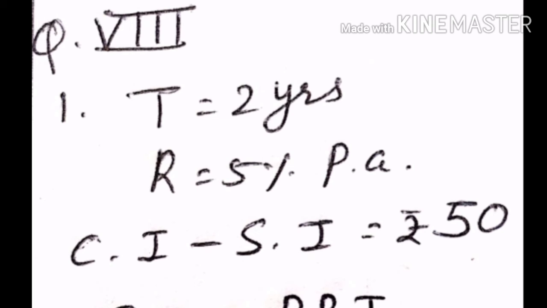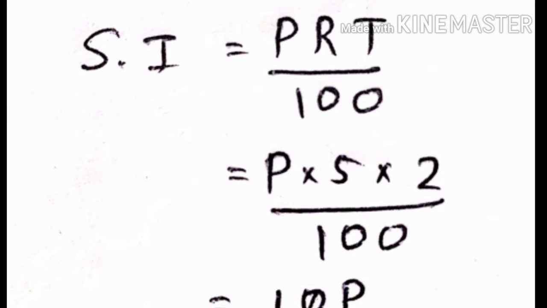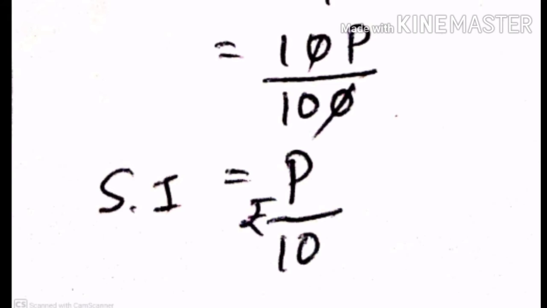Question number 8 is of compound interest, in which you are given that the time period is 2 years and the rate is 5%, and also the difference between CI, that is compound interest, and SI is rupees 50. This much information is given. First of all we find SI, simple interest, using the formula P R T upon 100. P we don't know, R is 5 and time 2 upon 100. So we have 10p upon 100, in which the zeros get cancelled and SI is equal to rupees p by 10, which we have found.